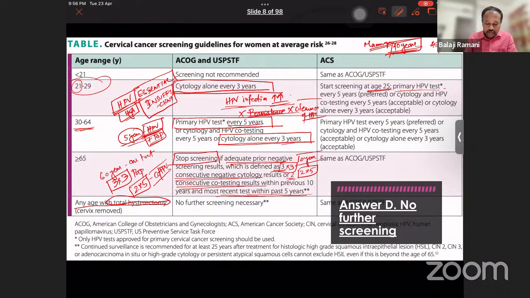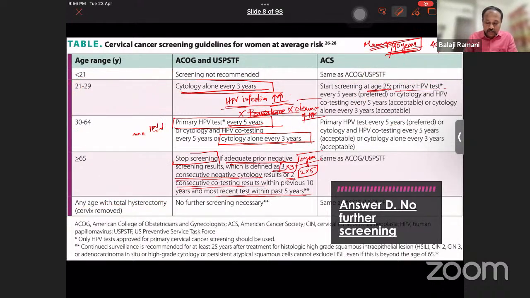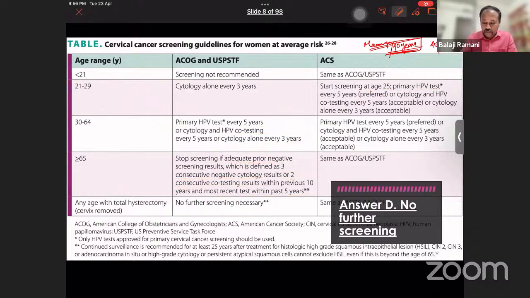So that is how an examiner will play around. Okay, so if I am setting a question, what will I ask? A patient underwent a subtotal hysterectomy, or a supracervical hysterectomy. I will just say subtotal hysterectomy has been done for a patient. What is going to be the screening protocol?